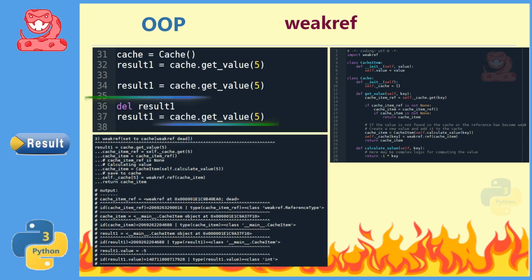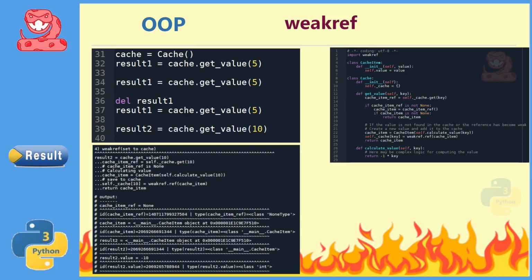If we delete the variable in the application where the result for key equal 5 is stored and then request the value for key equal 5 from the cache, the cache finds the weak reference for the key, but it's not active, as the garbage collector has already deleted the associated object. Therefore, a calculation is initiated.